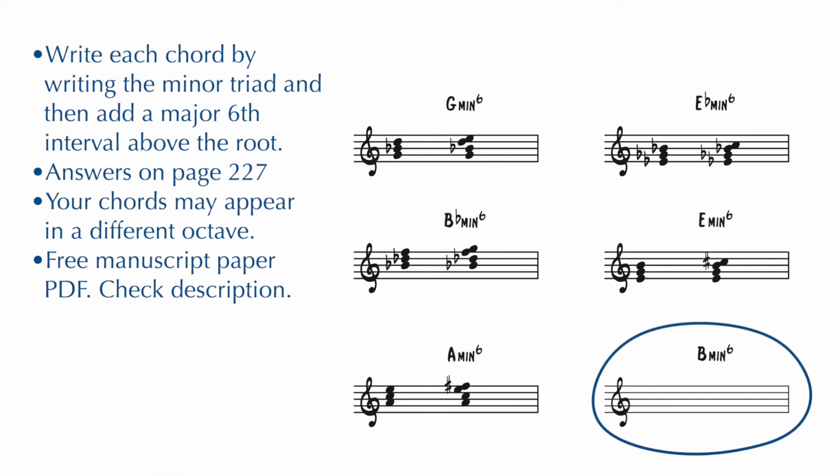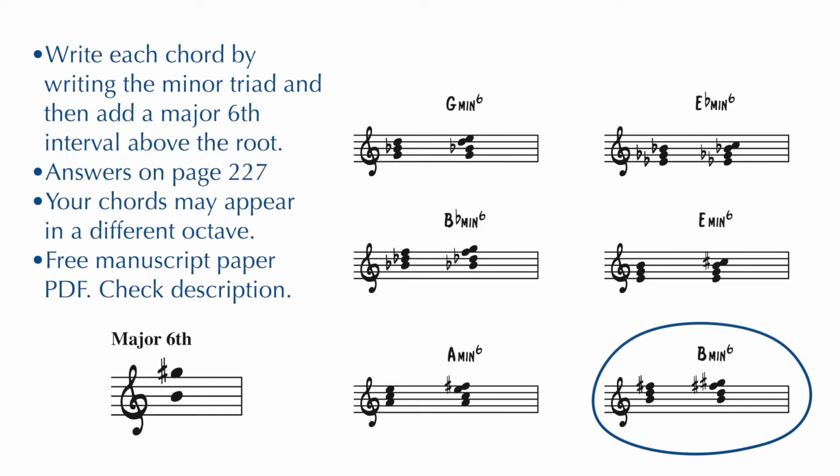And number 6, B minor 6. First, construct a B minor triad. That'll be B, D, F sharp. Then we add a major sixth above the root of the chord. The root is B. A major sixth above B is G sharp. Stack them all together, we have B, D, F sharp, G sharp, B minor 6.